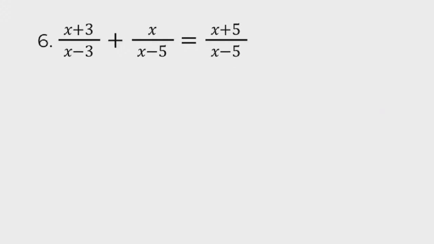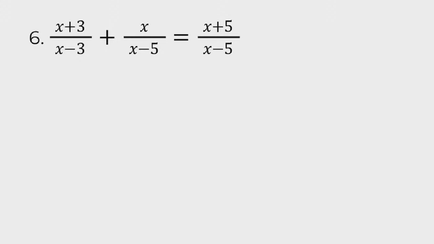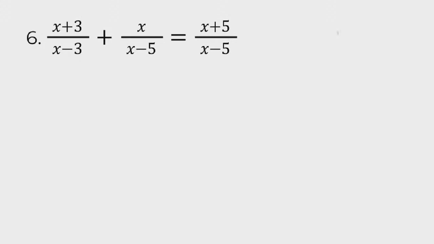Okay, and in this last one, we have x plus 3 over x minus 3 plus x over x minus 5 equals x plus 5 over x minus 5. The LCD is going to be x minus 3 times x minus 5. So we're going to multiply this by x minus 3 times x minus 5. So that means we get x plus 3 times x minus 5 plus x times x minus 3 equals x plus 5 times x minus 3.